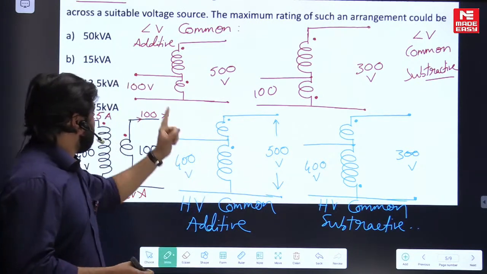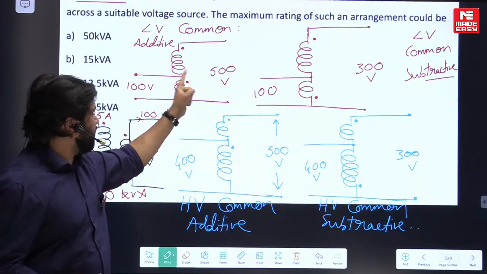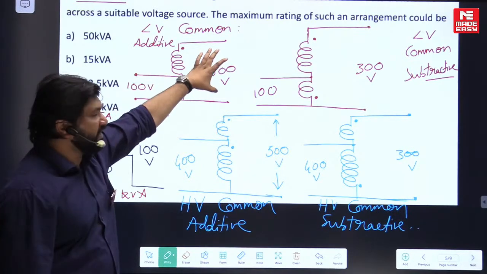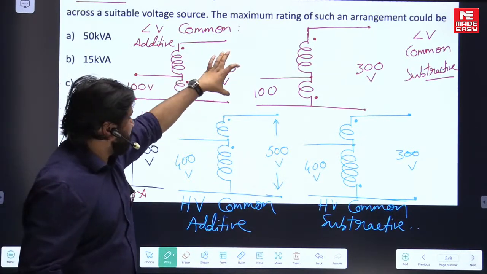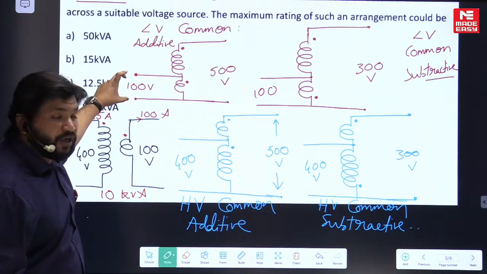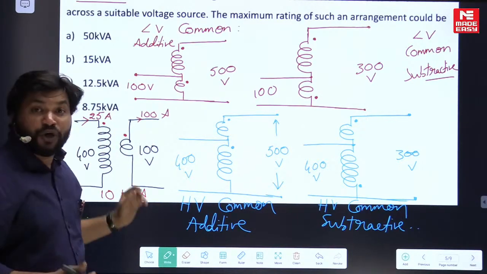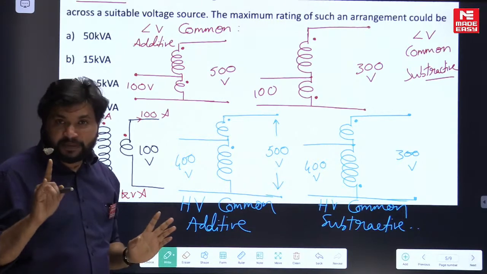Reversed in the sense you can use 100 by 500, with 100 across the source and 500 across the load. Or if you have an application with a 500 volt source, you can connect it here and connect a load. If the load requires 100, you can use it like that also. Total 8 connections are possible.